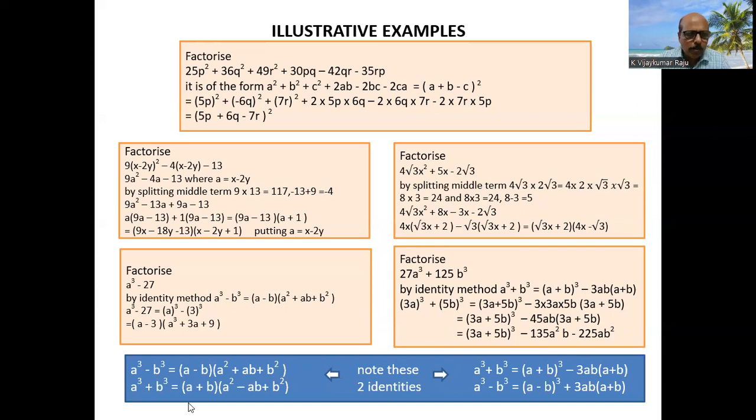Now you see here a raised to 3 plus b raised to 3, we got a minus b, a square plus ab plus b square, or it could also be this way. Note these two. a minus b, a raised to 3 minus b raised to 3 could be written like this, or it could also be written this way. Or a raised to 3 plus b raised to 3 could be written this way, or it could also be written this way. So note these two identities.